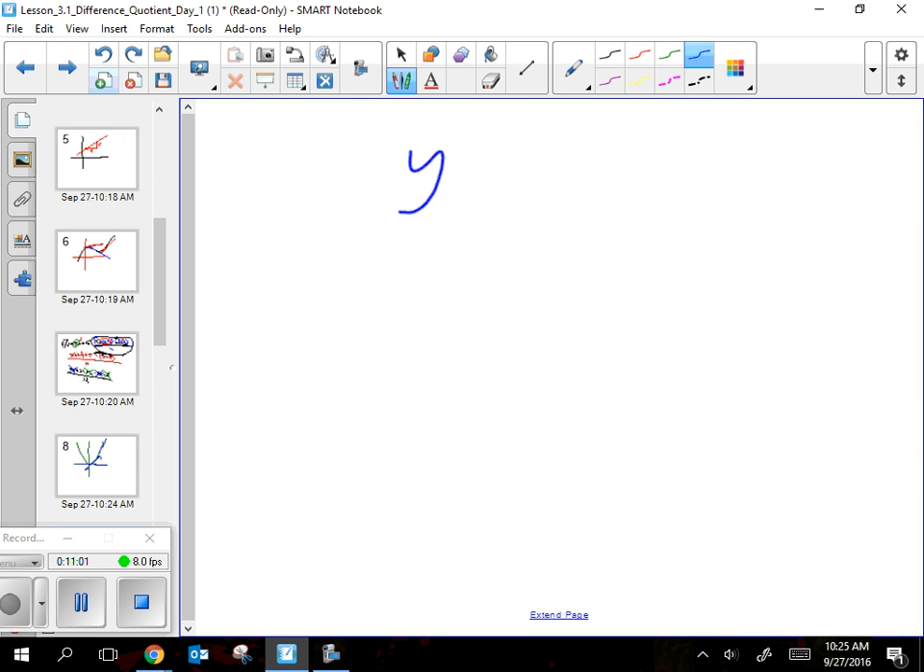Take x squared. That's your function. And put it in the difference quotient. Just because some of you guys are so good at memorizing, I bet some of you already know the difference quotient, without having to look it up.